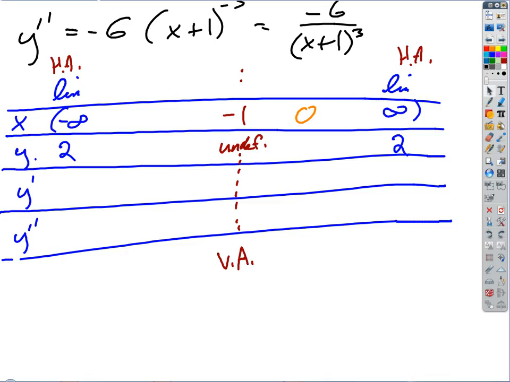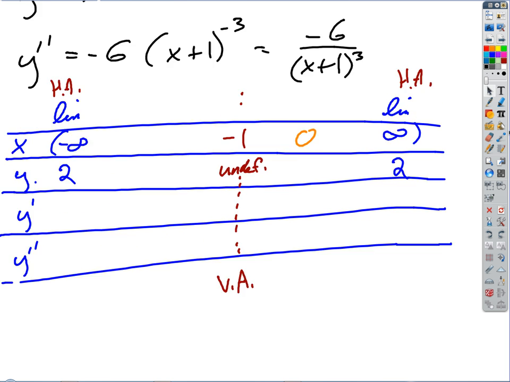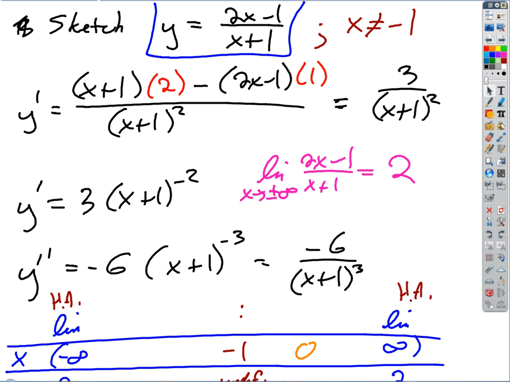Here's where we left off yesterday. Remember? Okay, we were looking at this function, right? Okay, quick review. We took the derivatives and found out that there were no critical numbers. We had no critical numbers of the first or second derivative.